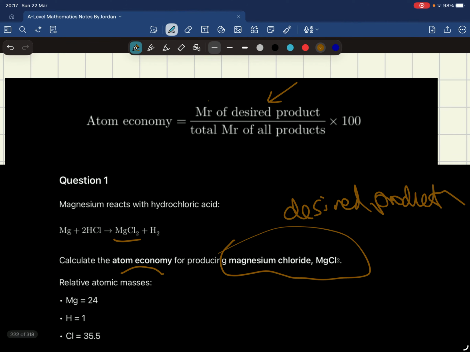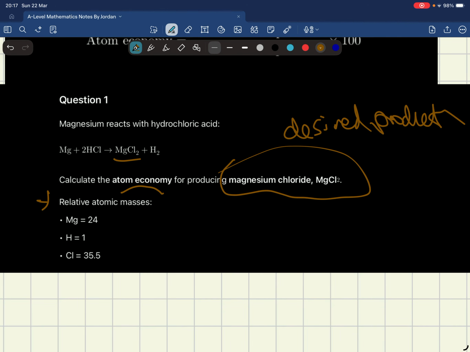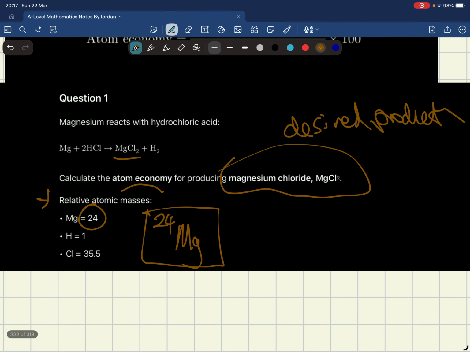So the formula is asking you for the MR of the desired product, and we can use these relative atomic masses here to calculate that. What do they mean by those? So magnesium would have a 24 above it in the periodic table, and that is what they mean with that. So that's what we use for the MRs.